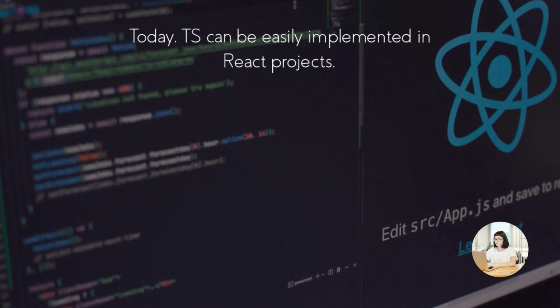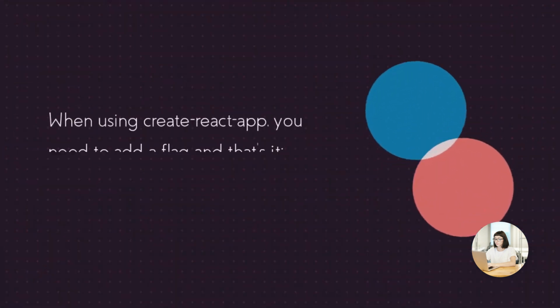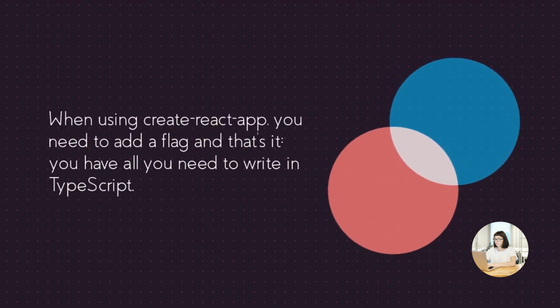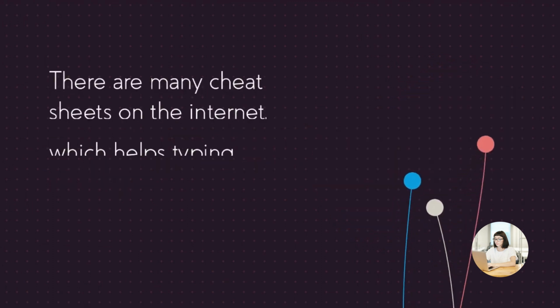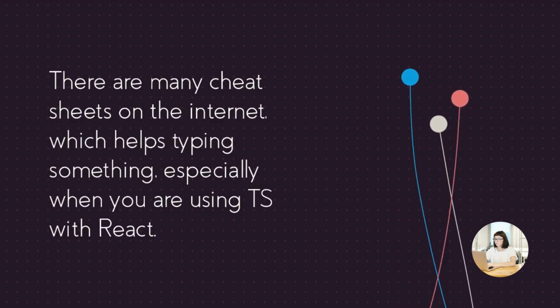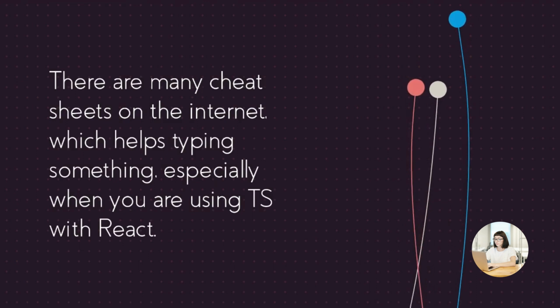Today, TS can be easily implemented in React projects. When using Create React App, you need to add a flag, and that's it. You have all you need to write in TypeScript. There are many cheat sheets on the internet, which help with typing, especially when you are using TS with React.